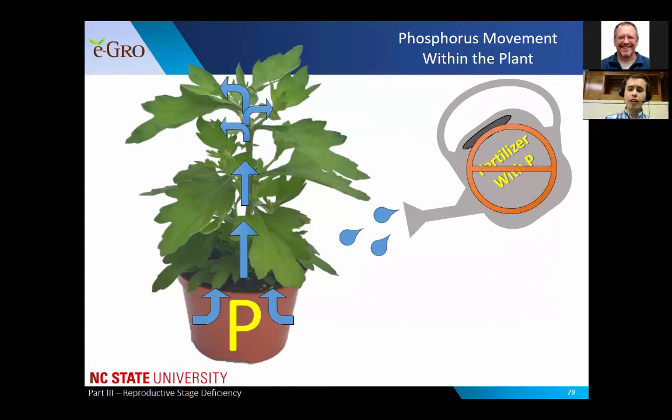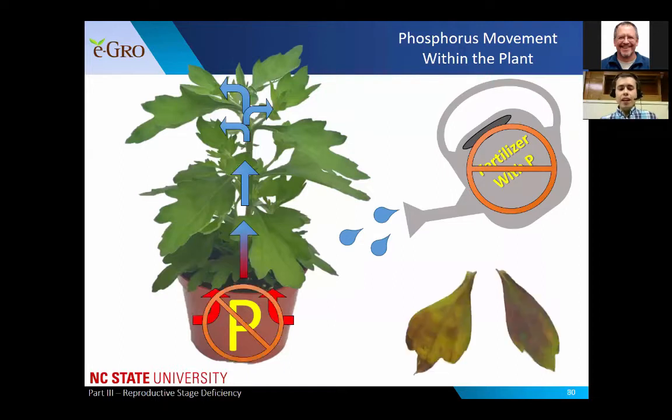However, when you cut off that external supply of phosphorus, what you see is the substrate will very quickly run out of phosphorus supplies. And when it runs out of phosphorus, it's going to start having to move those phosphorus resources from the lower leaves up into the upper leaves. And that is what causes the symptoms of olive green leaf spotting, red coloration, etc., that are commonly associated with phosphorus deficiency.